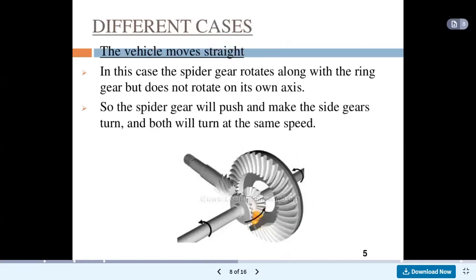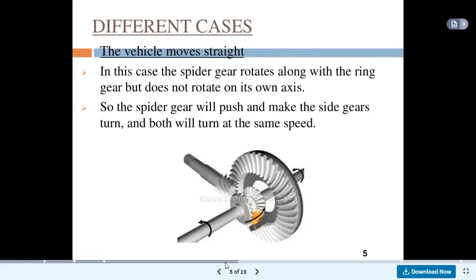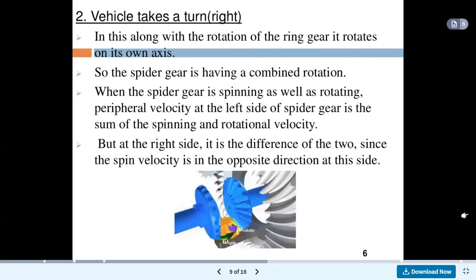If we see the differential cases, we consider two different cases: when the vehicle moves in a straight line, or when the vehicle gets turned. When the vehicle moves in a straight line, the spider gear rotates along with the ring gear, but does not rotate on its own axis. So the spider gear will push and make the side gears turn, and both will turn at the same speed. So this is the differential case.